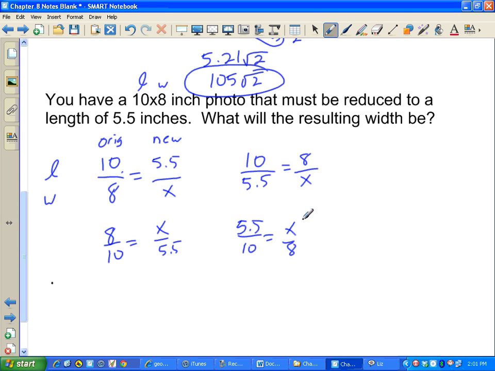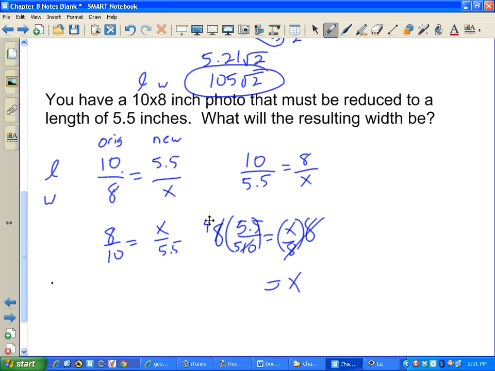So what I would suggest is picking the proportion that gives you x on top, because those are easier to solve usually. I mean, you can always cross multiply, but this one's going to be so much easier because in order to get rid of the 8 on the bottom, I just need to multiply both sides by 8. That'll cancel the 8 here, and I'll have x. And here, I can cross reduce, so this becomes a 5, and this is a 4.